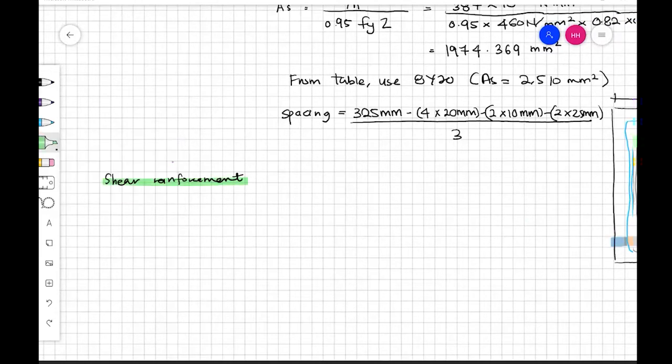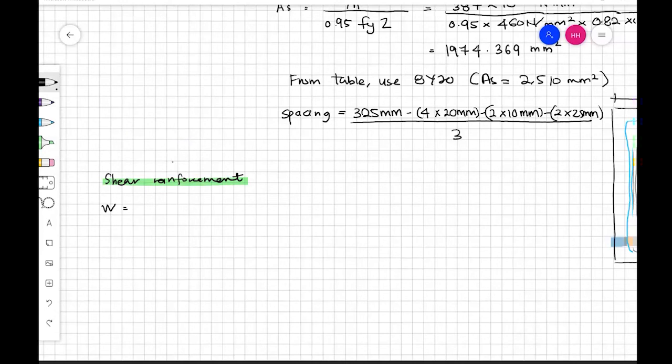Okay, so shear reinforcement, we are going to start with calculating what? We need to calculate the value of V, which is the maximum shear force. But in order to calculate the maximum shear force, we need to take the value of W first.